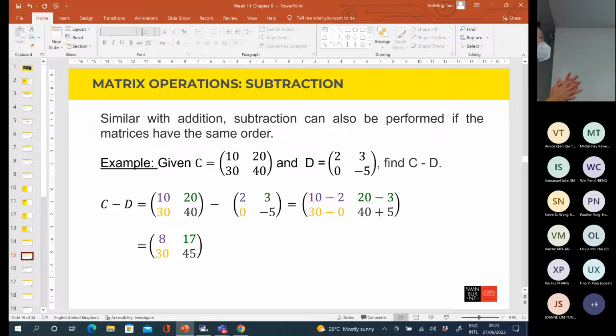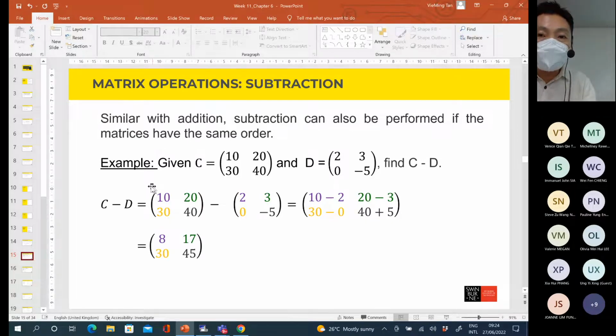How about subtraction now? Are we able to subtract two matrices? Yes, given that these two matrices have the same number of rows and the same number of columns, just like C and D. For C and D, how many rows do the matrices have? 2 rows, right? And how many columns? 2 columns. So it's 2 multiplied by 2. In this case, we can subtract.